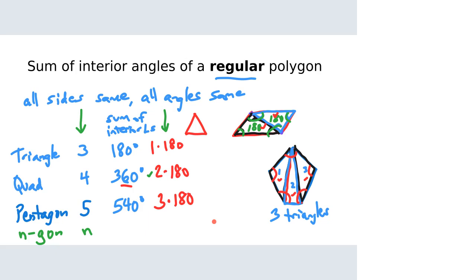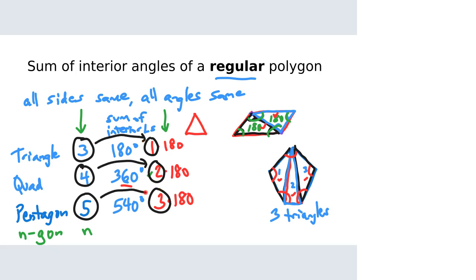All right, let's see what Sunshine's got there. All right, 180 times n minus 2. It's fantastic, Sunshine. You're exactly right. So what she did here was this. She said, well, when there were 3 sides, I did 1 times 180. When there were 4 sides, I did 2 times 180. When there were 5 sides, I did 3 times 180. So this number over here is always 2 less than the number of sides.